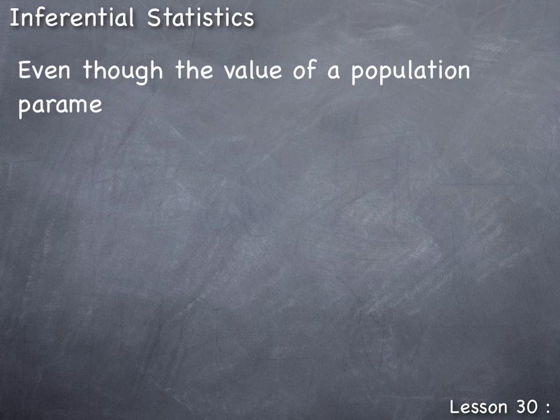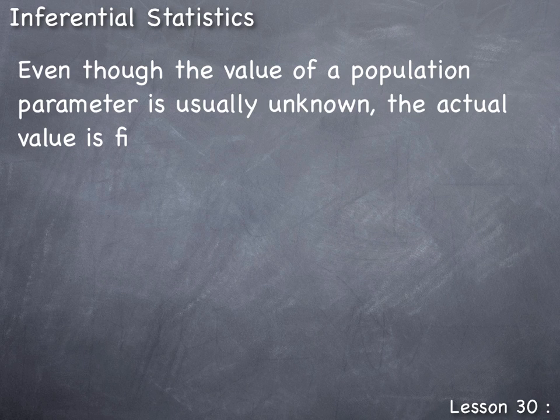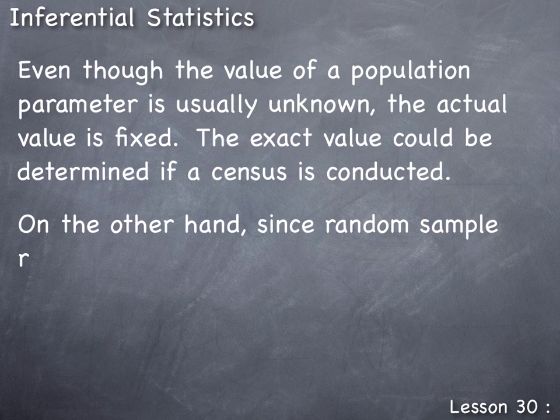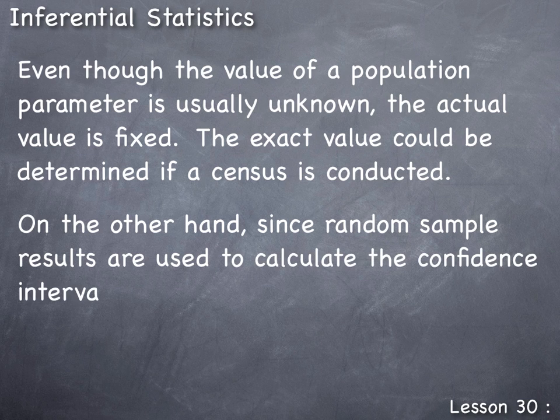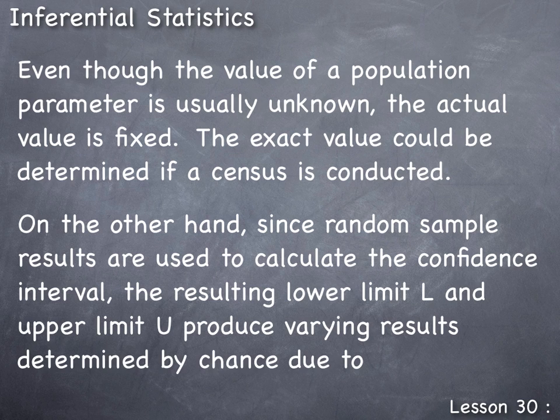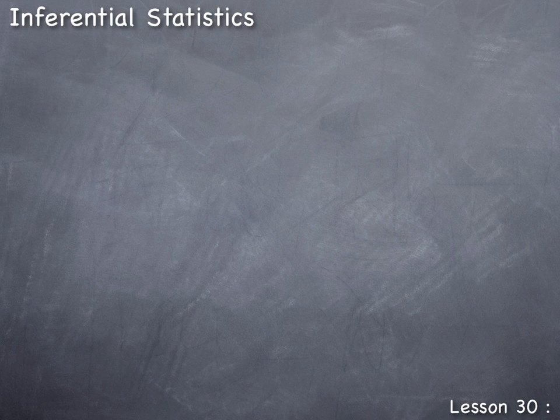Even though the value of a population parameter is usually unknown, the actual value is fixed. The exact value could be determined if a census is conducted. On the other hand, since random sample results are used to calculate the confidence interval, the resulting lower limit L and upper limit U produce varying results determined by chance due to random sampling. So to illustrate this, imagine we've collected a random sample and constructed the confidence interval. Now it's the actual data values in the sample which we use to produce the lower limit L and upper limit U to form the confidence interval.